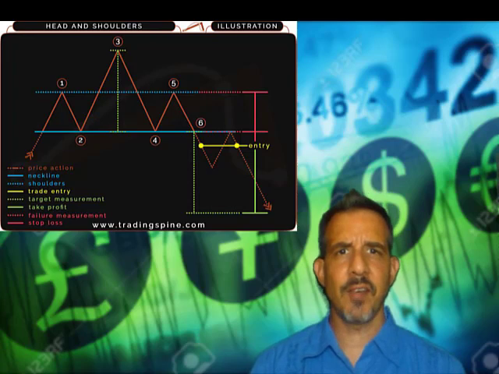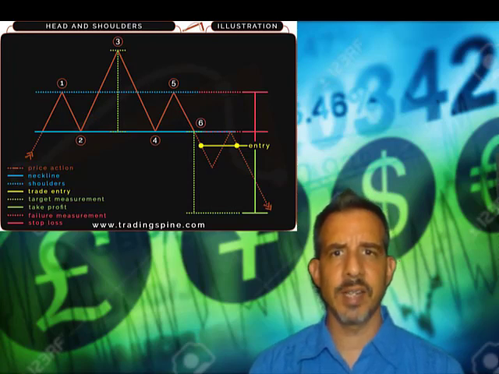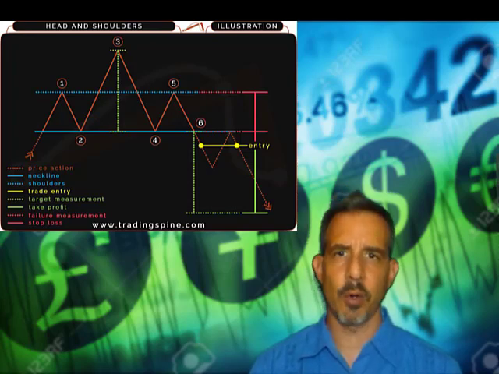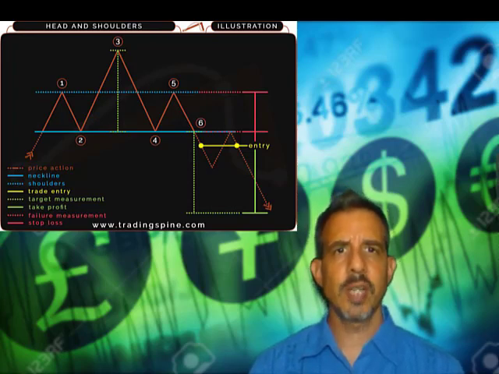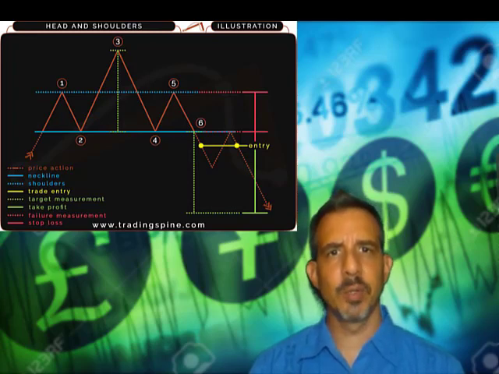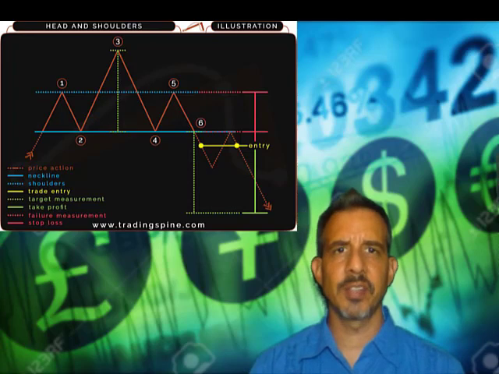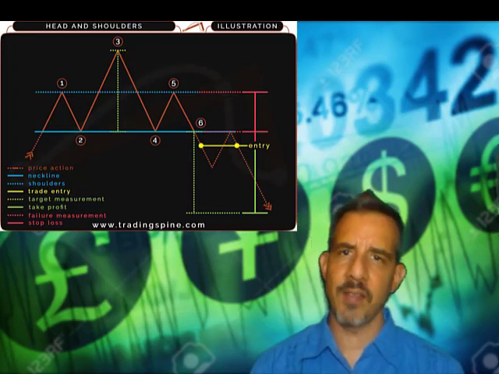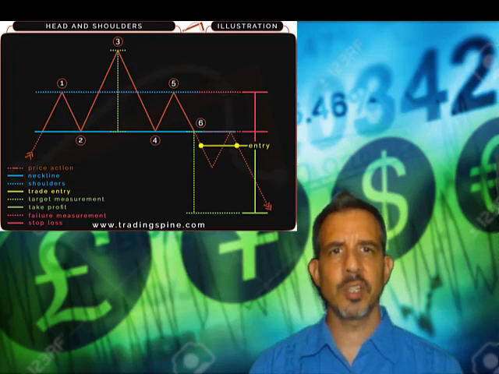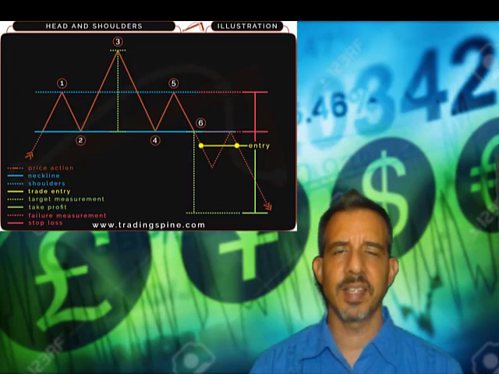Neckline is identified by drawing a trend line connecting the two support levels that completed both the left shoulder and head formation, which are 2 and 4. Both shoulders don't have to be at the same height. The neckline can be skewed, usually in the same direction as the trend line connecting both shoulders' highs at points 1 and 5. Volume usually decreases as the pattern is being formed and increases when breaking or retesting the neckline.